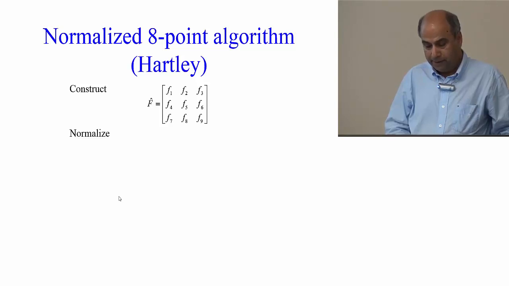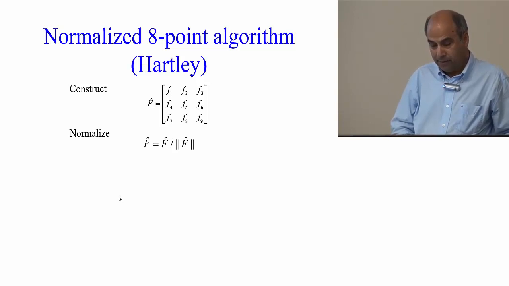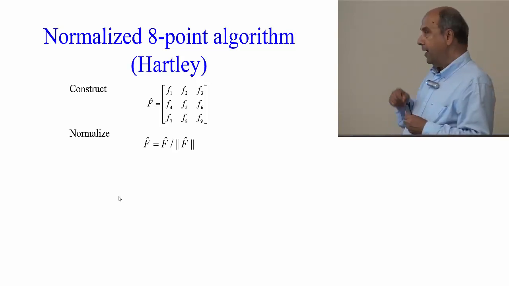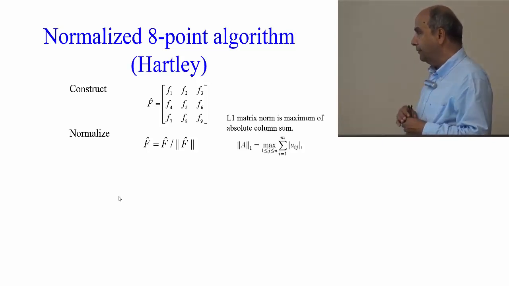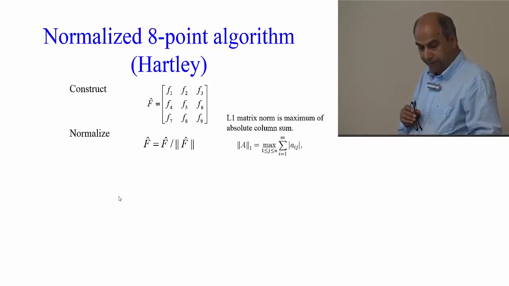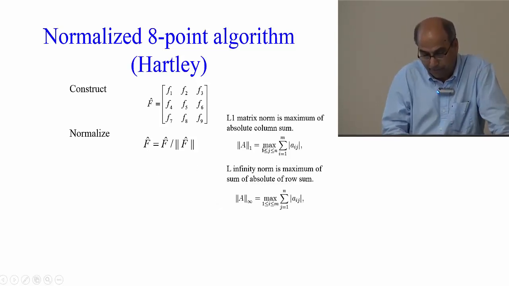So this is the first step. We get this fundamental matrix. Then we want to normalize it, which means that we divide by the norm of this matrix, and we'll talk about how to find the norm. We just divide each element by that, which is easy. And we can use the L1 norm, which is defined like that.